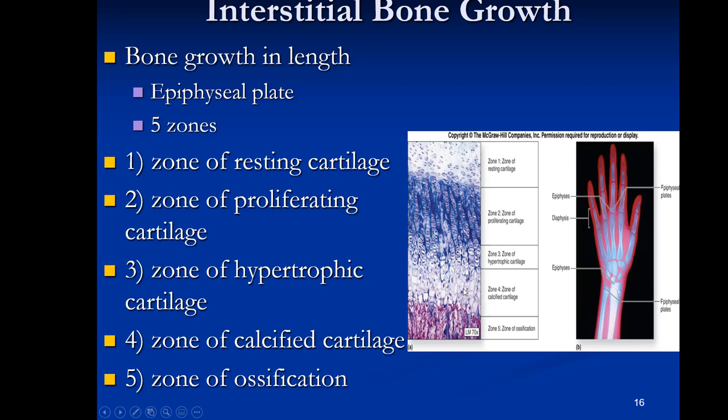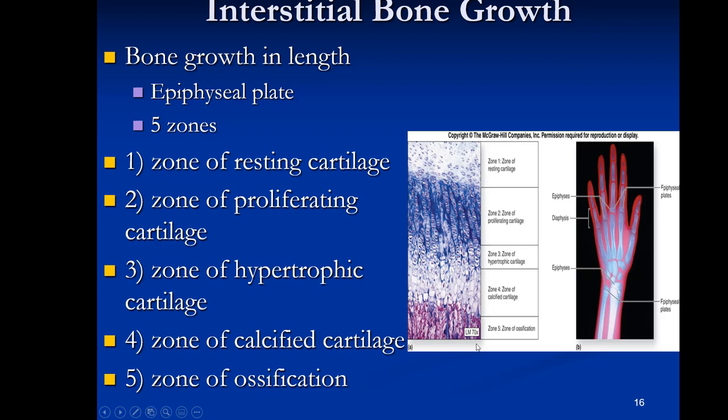Then they become calcified and harden. They fill with calcium. That gives us the zone of calcified cartilage, and that would be zone 4. And then lastly, we get where it actually turns into bone, where you get osteoblasts coming in and laying down bone tissue over this cartilage. And so that's the zone of ossification. So those are the zones of the epiphyseal plate.